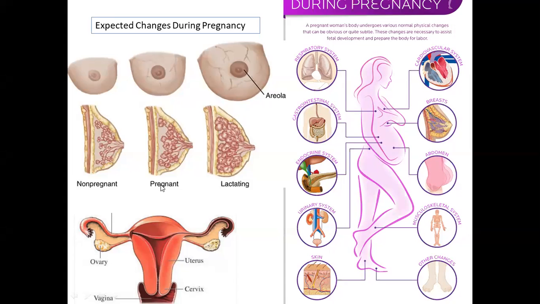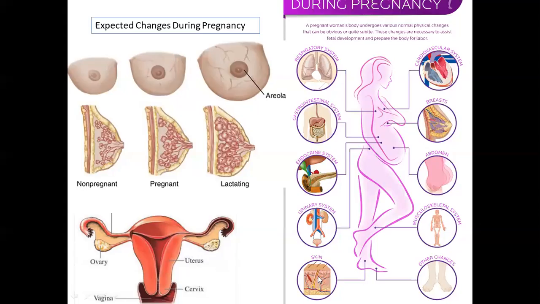What about the cervix? The cervix becomes soft and blue-purple in color. The breast tissue becomes larger, and the areola becomes darker. And what about the integumentary system, or skin? The mother develops chloasma, which is a brown discoloration of the face. Linea nigra, also striae develop.